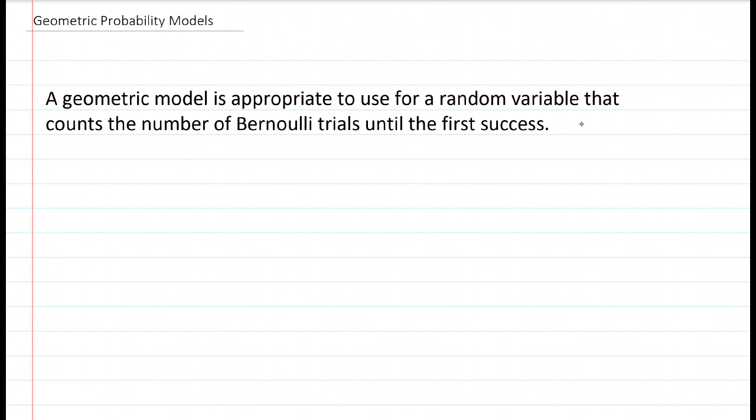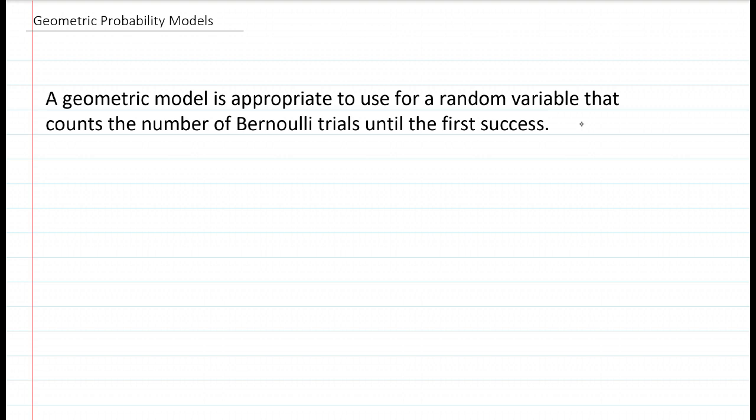Hey everyone. So today we're going to look at a special probability model known as geometric probability models. So what is that? A geometric model is the appropriate model to use for a random variable that counts the number of Bernoulli trials until the first success.